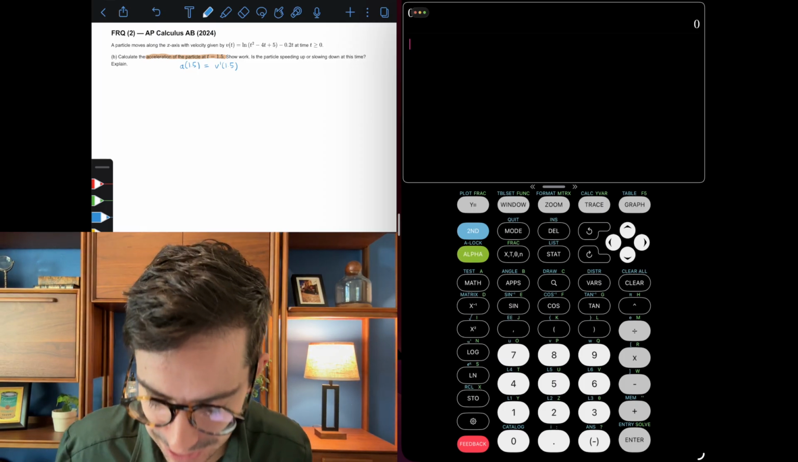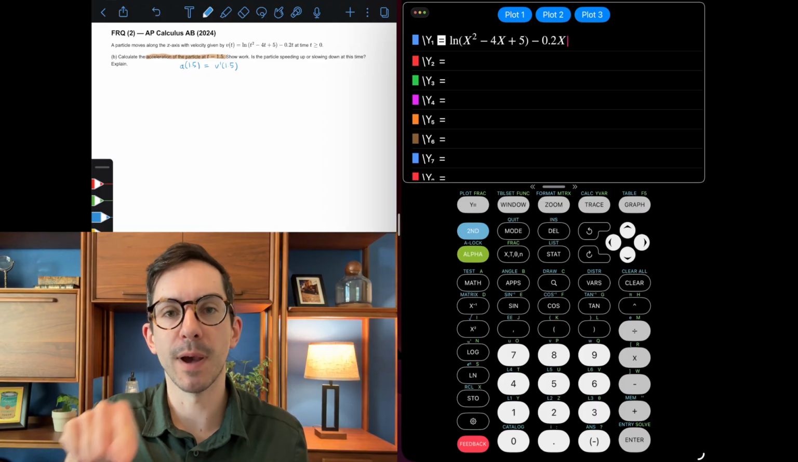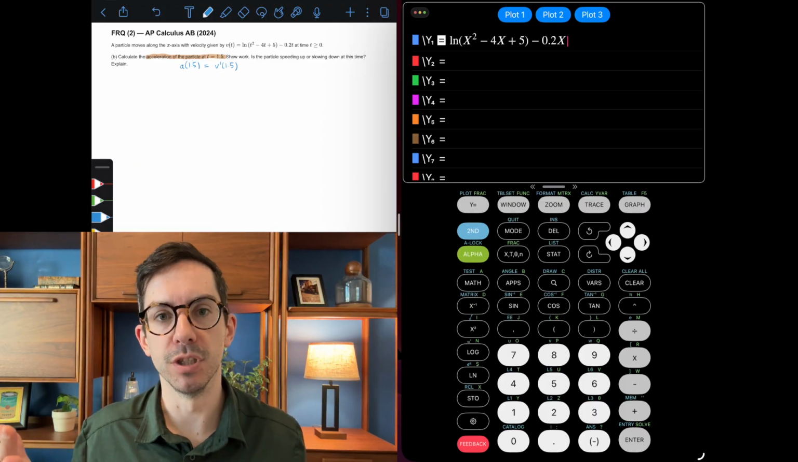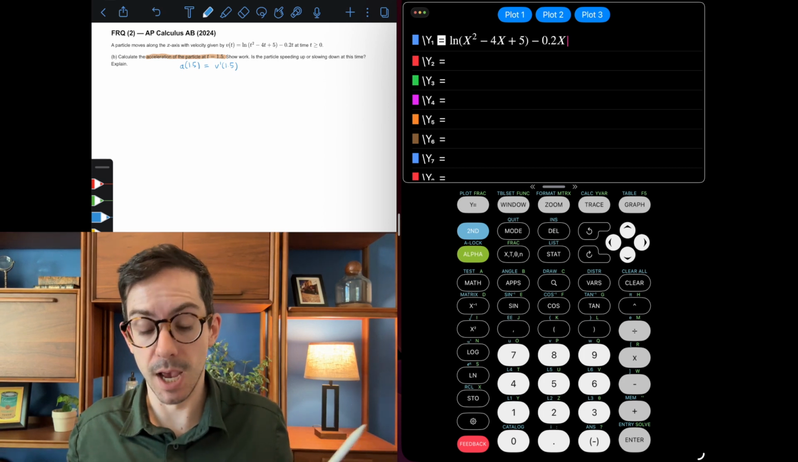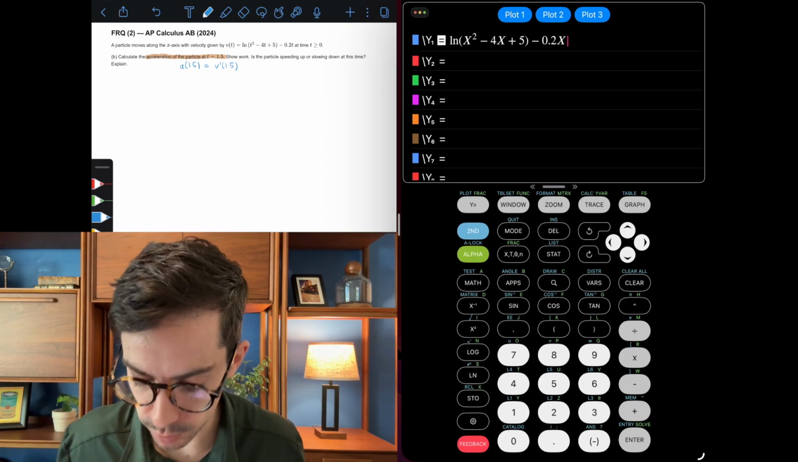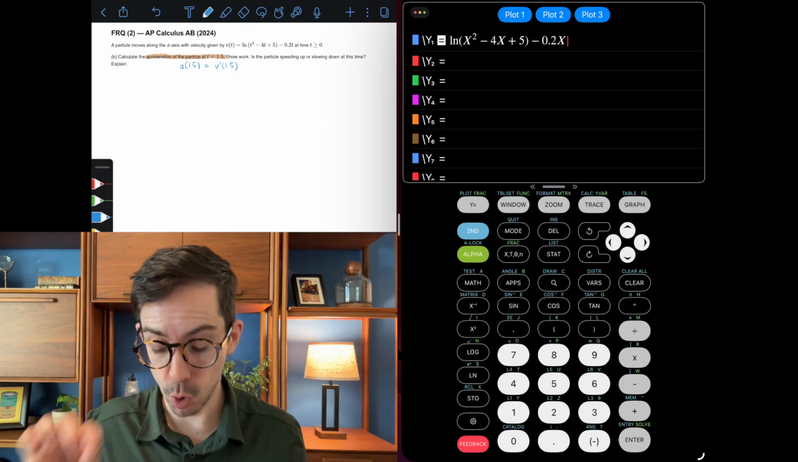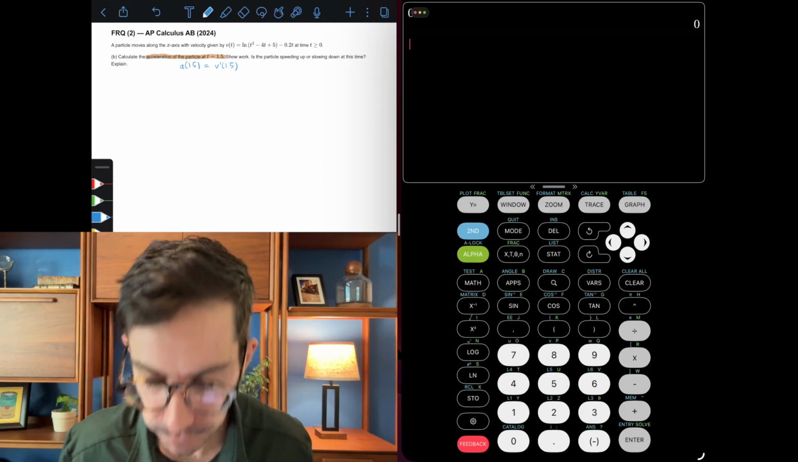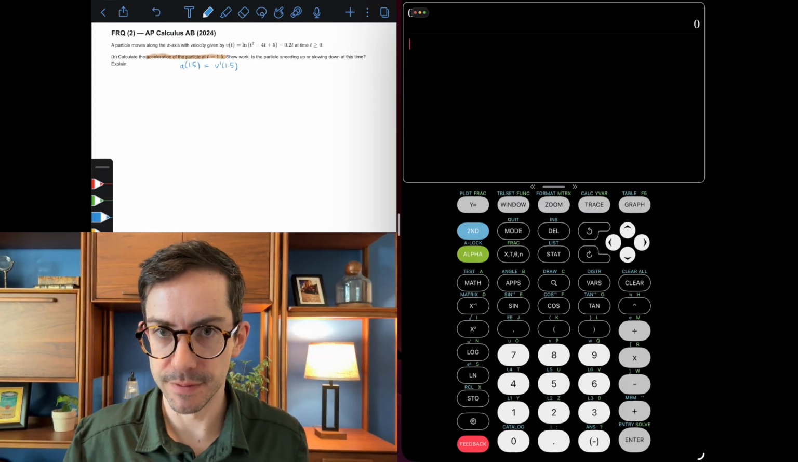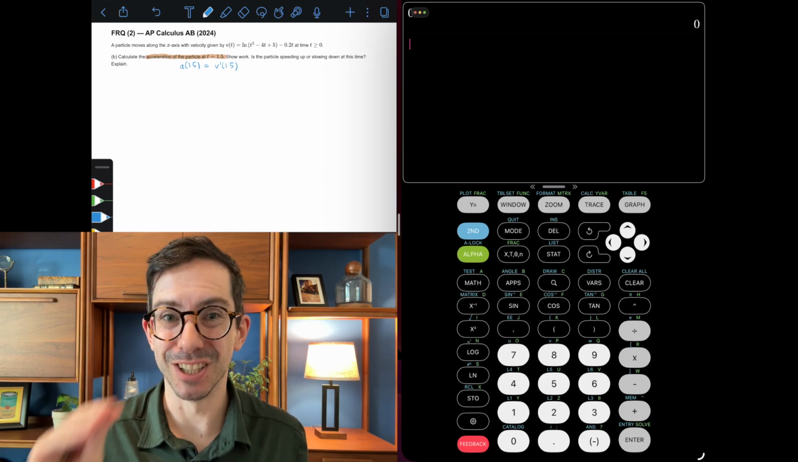Now the good news is I still have v stored as my y1 variable. So rather than have to type this in every time I want to do something with v of t, I can just remember, call it my y1 variable. We'll do this several times throughout the course of the question. So we want to calculate a derivative. That's one of our key calculator skills.